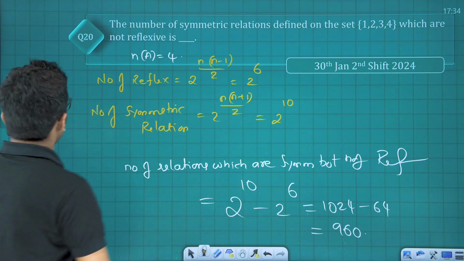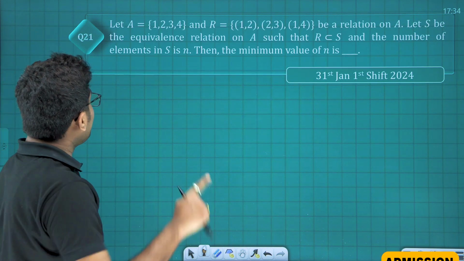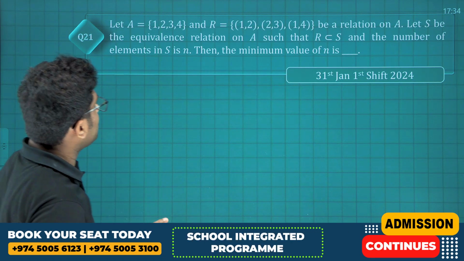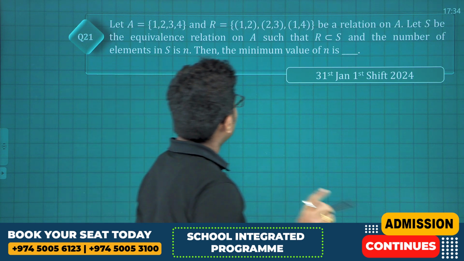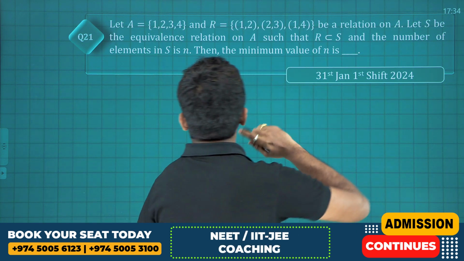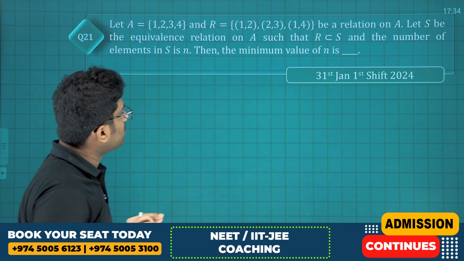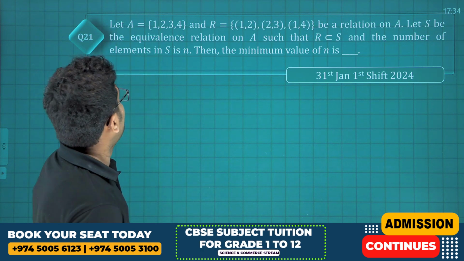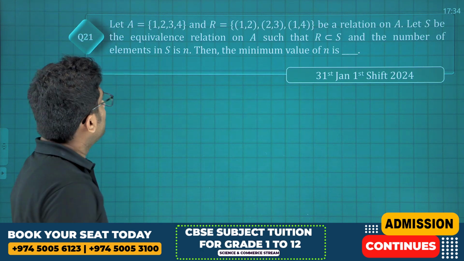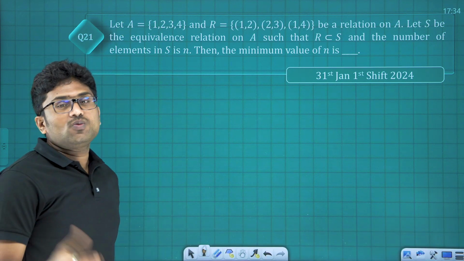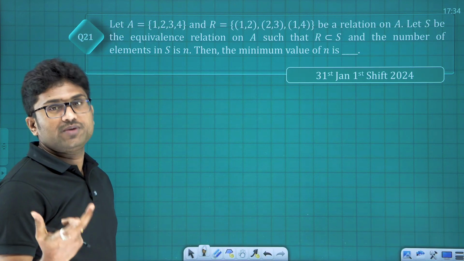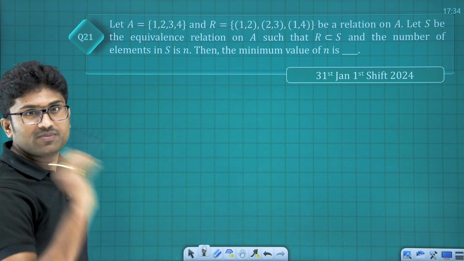Okay. Next question. Let A is equal to {1, 2, 3, 4}, R is equal to {(1, 2), (2, 3), (1, 4)} be a relation, and S be the equivalence relation on set A such that R is contained in S. Then the number of elements in S is n, the minimum value of n is. So to make it an equivalence relation, how many elements should be added? Almost the same case, friends.